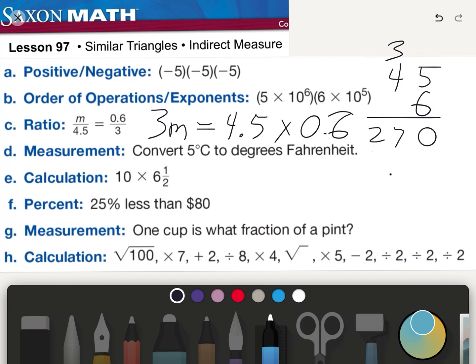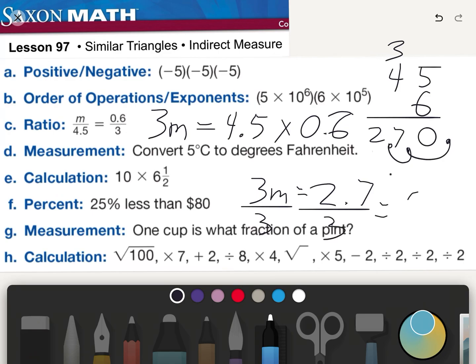So we can see we've got 2 things behind the decimal. So we can go boinky, boinky, would get us 2 7/10. And so we can divide each side by 3, getting us m equals 9/10 for our answer.